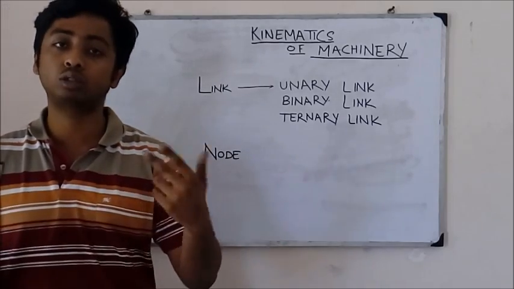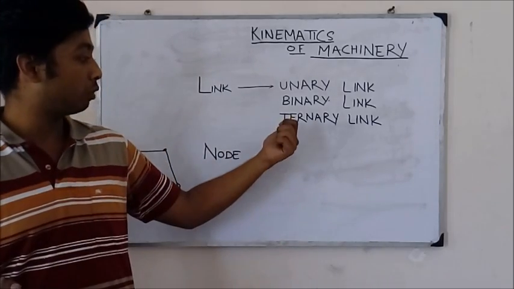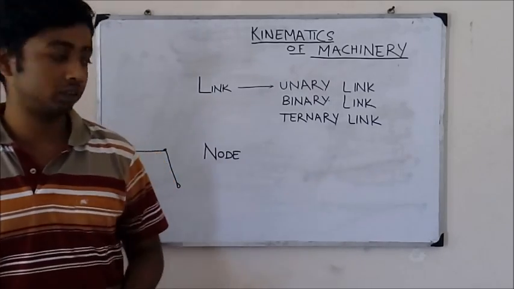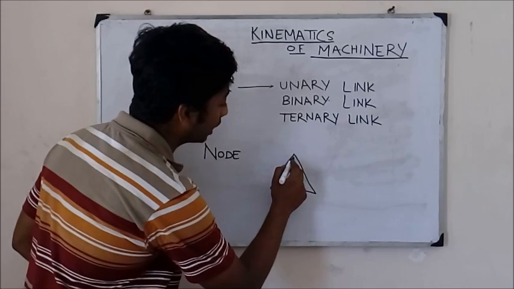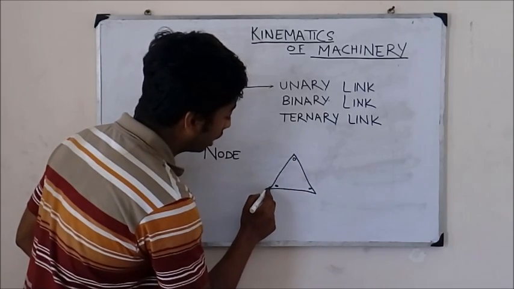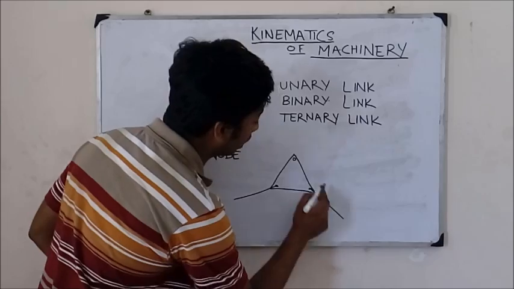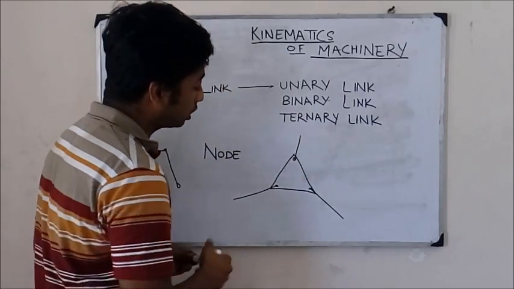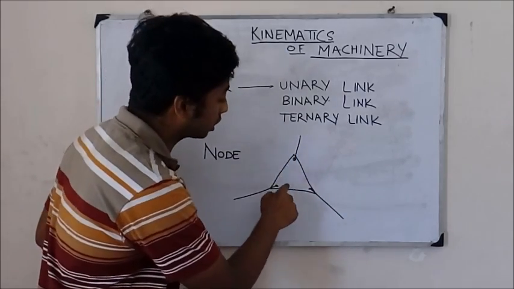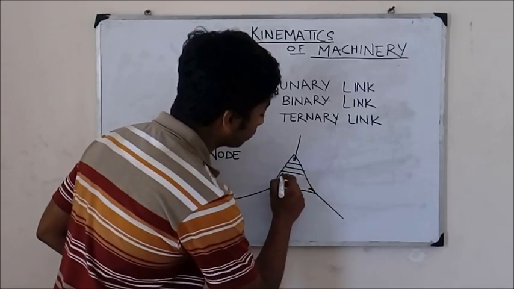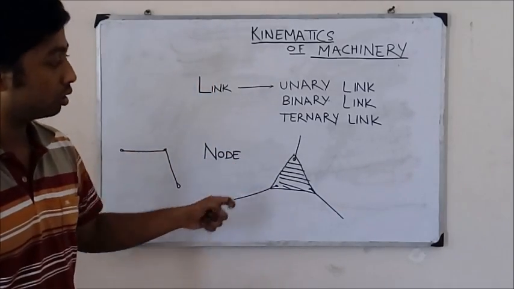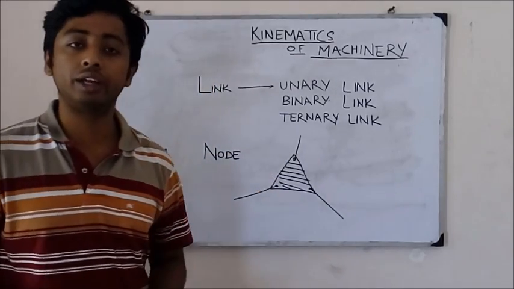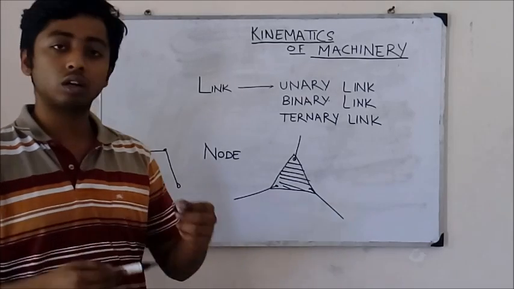So a binary link has 2 nodes, and a ternary link has 3 nodes. If a triangular system has 3 nodes, and one link is attached here, one here, and one here, all these links are free to move about these nodes, and this is considered as one link because it is shaded. This link is called a ternary link because it has 3 nodes. You can also go with quaternary links and pentanary links. Depending on the number of nodes, you can move on.